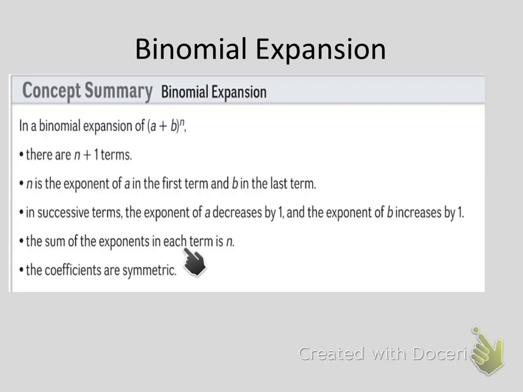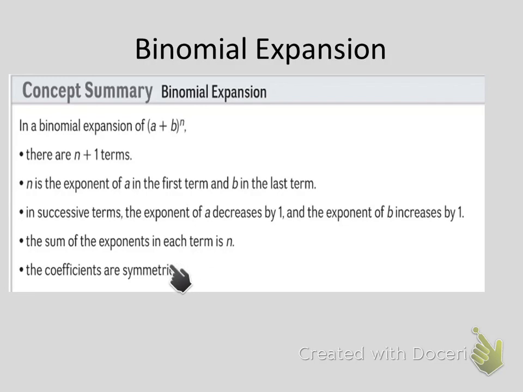This last one is going to be more useful tomorrow than it is today. But if you picked up on it, great. The sum of the exponents in each individual term has to equal the exponent that you start with. If you look back at the last problem, we had x to the 6, 6 plus 0, 6. 5 and 1, 6. 4 and 2, 6. 3 and 3, 6. The sum of the exponents is always whatever exponent you have right there.